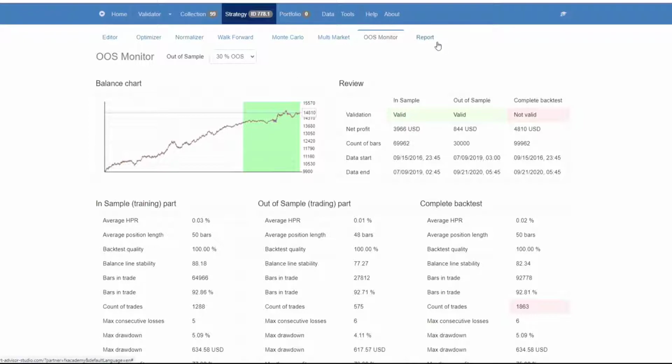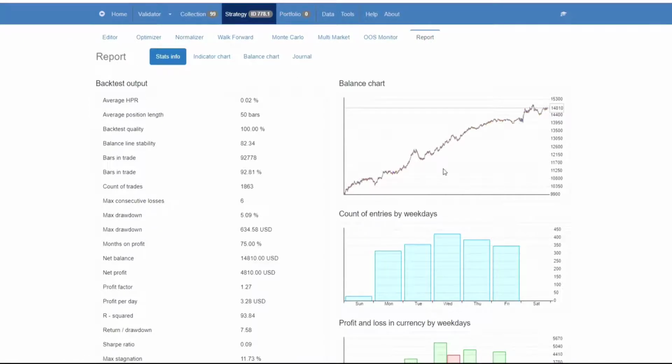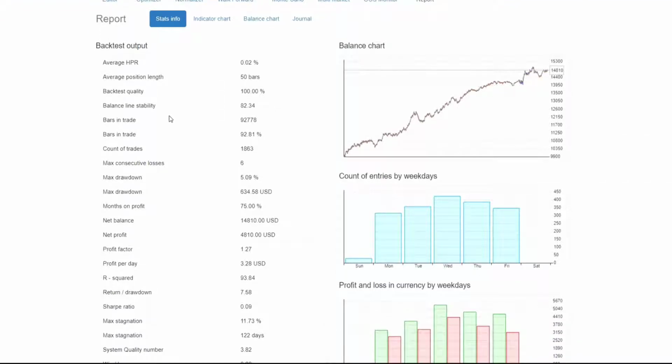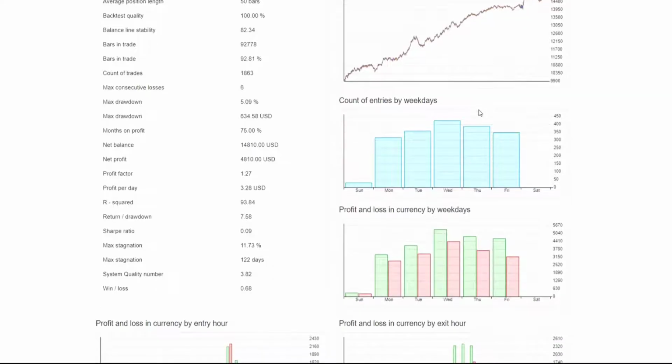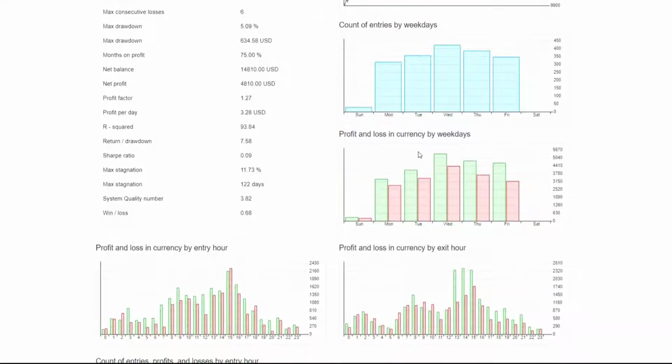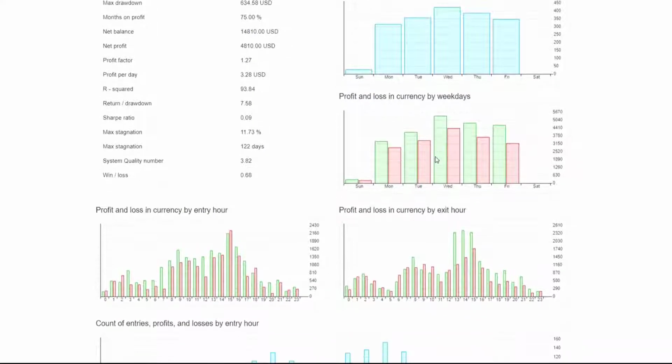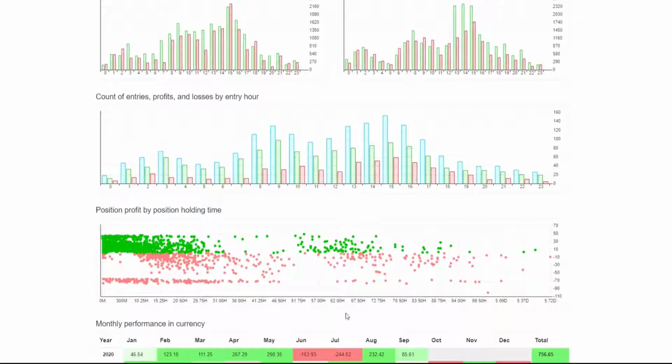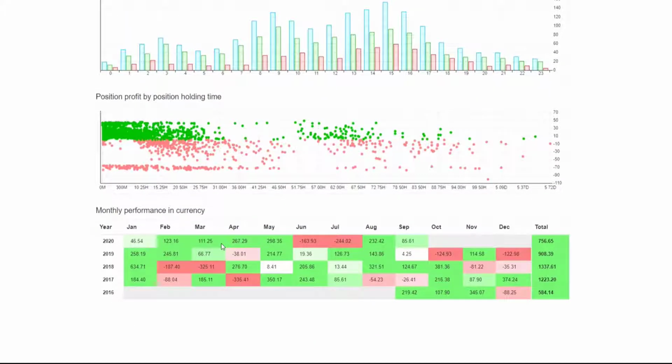And lastly, in this menu, we have the report. Now, what you can see in the report is that we have all of our backtest output metrics, we have the balance chart, we have various charts that show us the count of entries per weekday, our profit and loss in each weekday, and many more statistics that you can see here. All of our trades that were opened, all of the long entries and the short entries and the profits, the performance of the expert advisor or the strategy across different months. We can see which are the profitable months, which are the unprofitable months, and the difference in the profitability in those months.